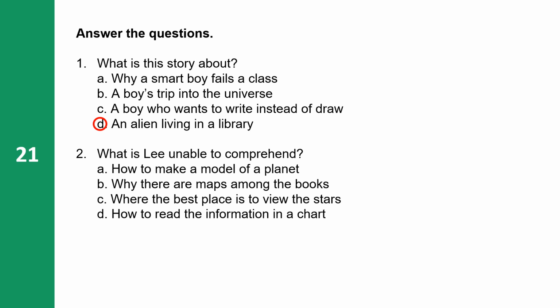Number 2, what is Lee unable to comprehend? A, how to make a model of a planet. B, why there are many maps among the books. C, where the best place is to view the stars. D, how to read the information in a chart. Yes, the answer will be D, how to read the information in a chart.